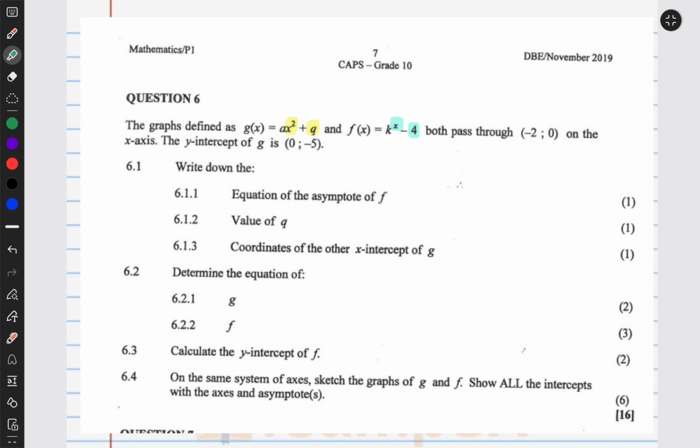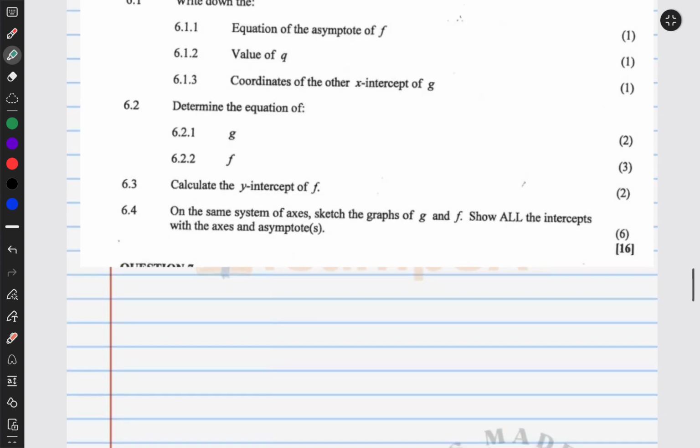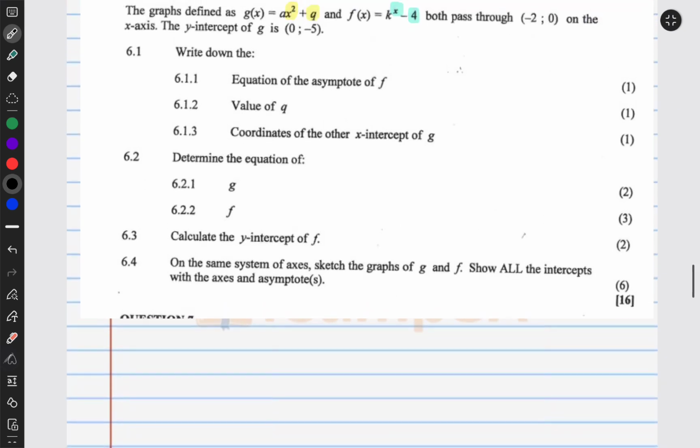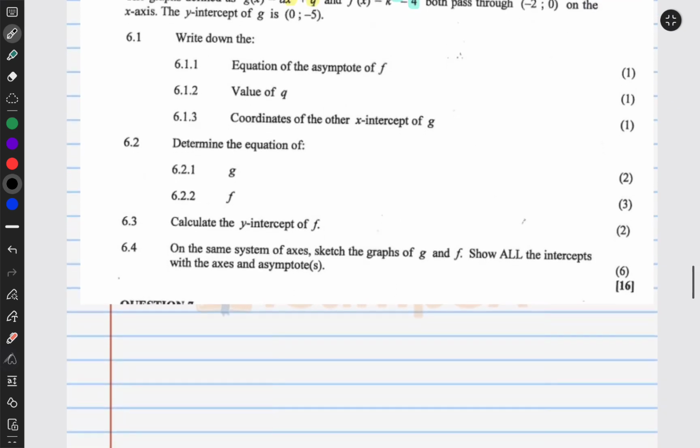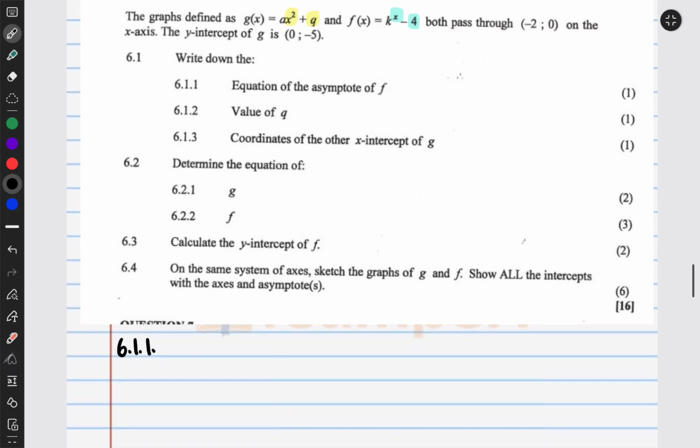So first things first, for 6.1 we can answer our questions now. For 6.1.1, write down the equation of the asymptote of f. The exponential function, the equation of the asymptote, we're going to have y is equal to -4. This is your horizontal asymptote.